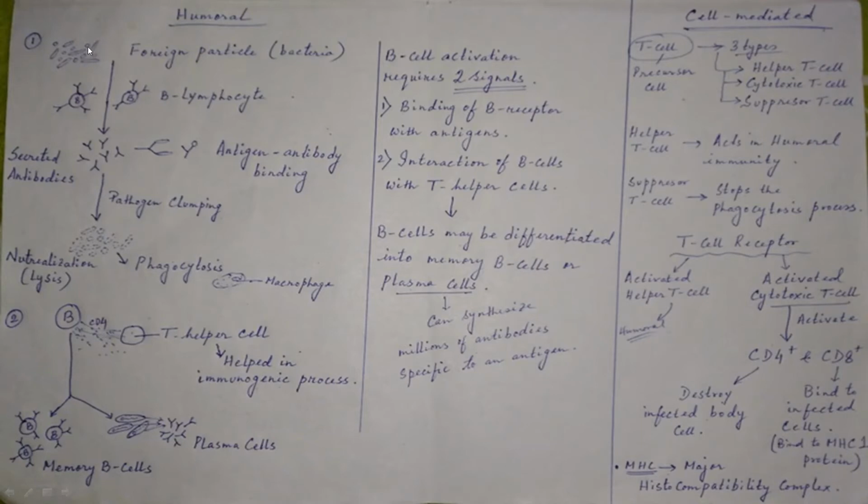So these foreign particles act as antigens here, and you know that antigens bind with antibodies, so they come and bind here. See, the binding is happening. After binding, what happens? The pathogen clumping takes place, and after that these antibodies help in the neutralization or the lysis of the antigens or the foreign particles, and see, cell lysis occurs.